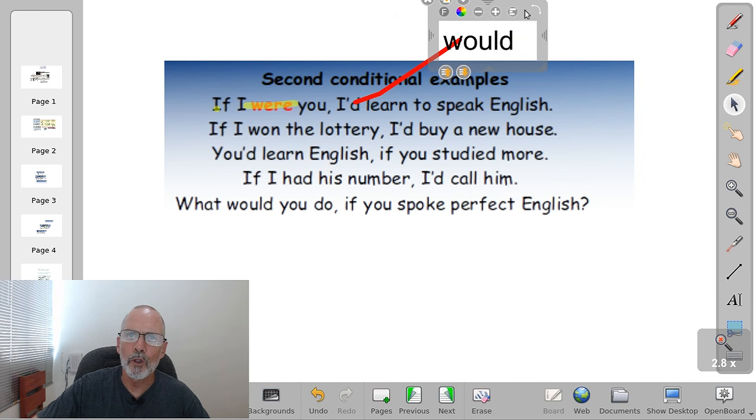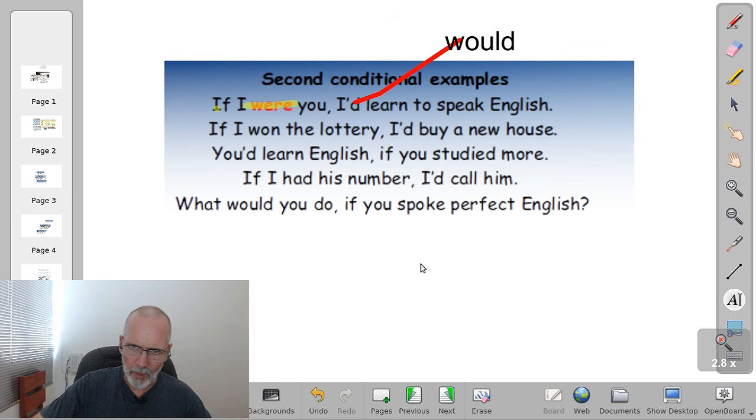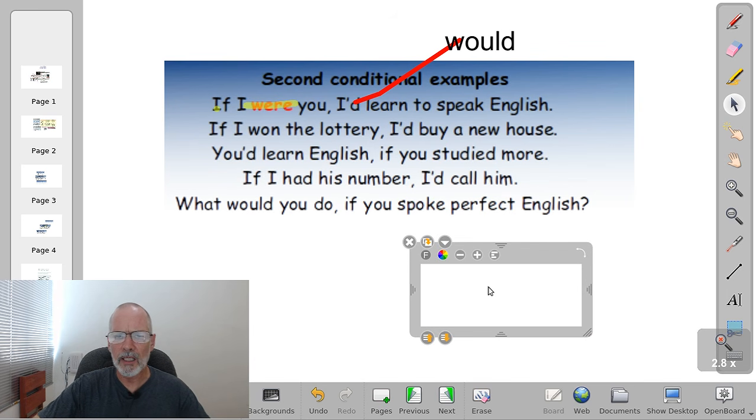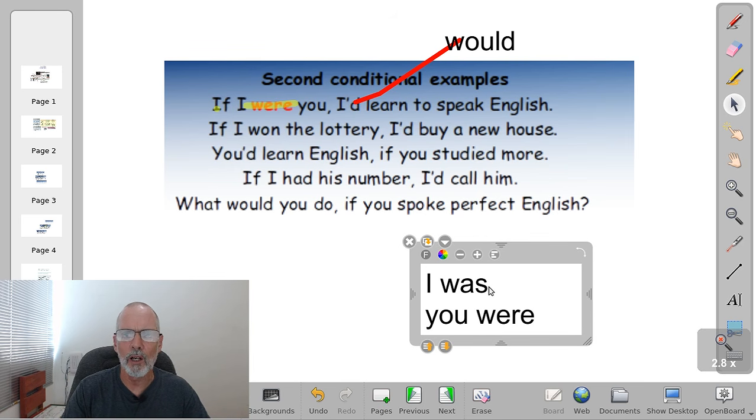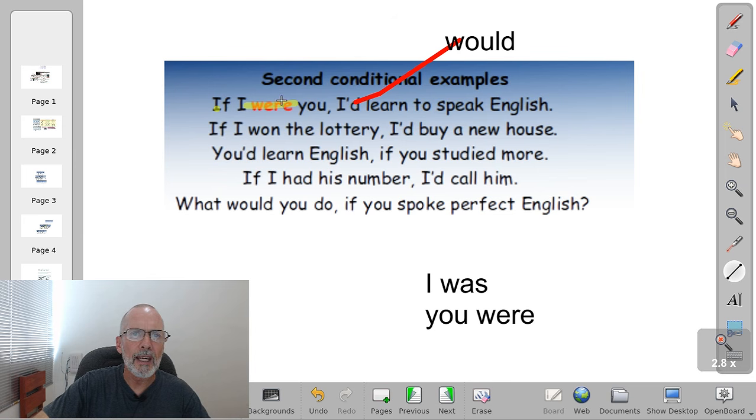That's the contraction of would. And something else I should mention about this one is that here I am using were. First of all, we already saw that in these types of conditionals we need to use the past form of the verb. But if you remember from when we studied the past simple, it's I was, you were. But in these conditionals, it's better to use were with I. This is the more formal way of saying it.